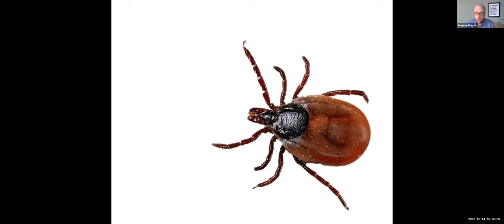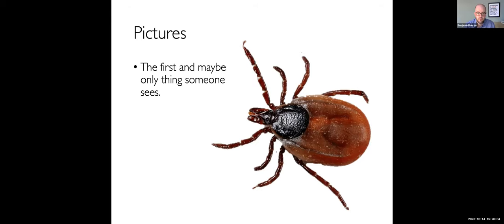So pictures are hands down the most important part of your poster for accomplishing its most important goal, which is to bring people over. It will be the first and perhaps only thing someone sees on the poster. You can see a picture and pick up its meaning way quicker than you can read some words and pick up what those words mean. This giant picture of a tick pops.